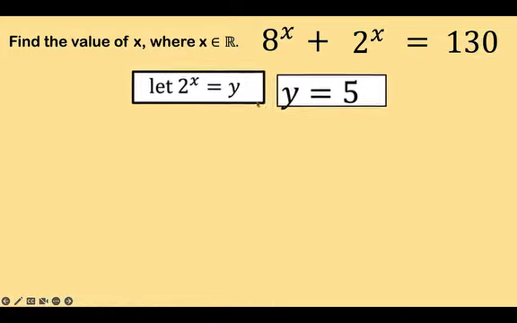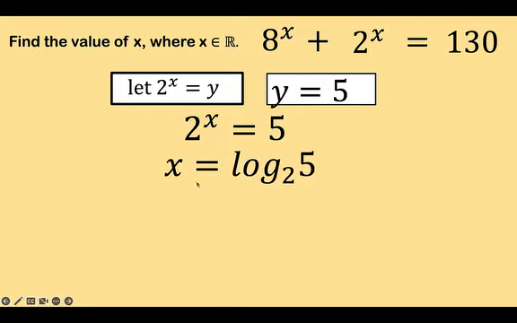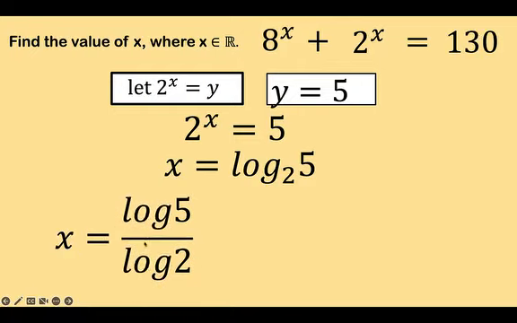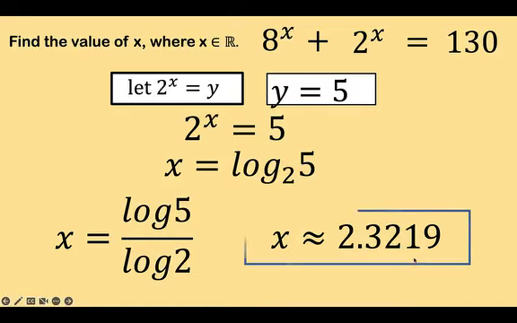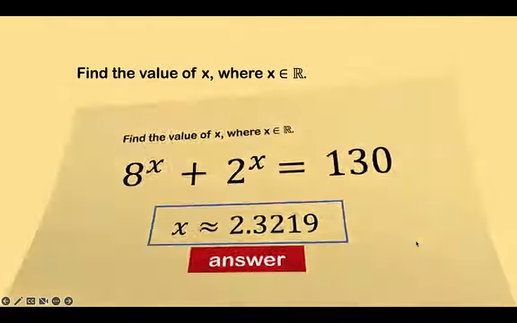We have 2 raised to x equals y, and y is equal to 5. So by the transitive property, we now have 2 raised to x is equal to 5. Again, we are solving for the exponent, so we can use logarithms. So x is equal to the logarithm of 5 to the base 2. And by using the change of base property of logarithms, we now have x equals the common logarithm of 5 over the common logarithm of 2, which is approximately equal to 2.3219. So this is now the value of x in this equation. And so this problem is now solved.